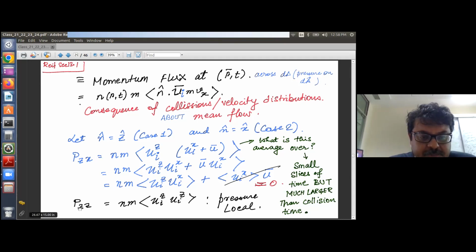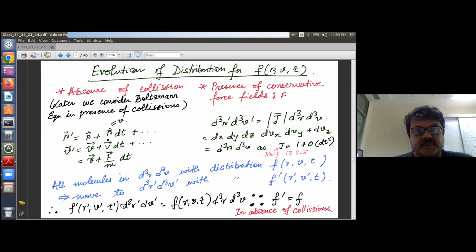You could also calculate P_xx, and then this would be x, and this again would be x, right? And this quantity would give 0. So this is all that you will have. Some particles are moving to the top, some particles are moving to the right, and it is about the mean velocity that you are calculating the pressure, right?